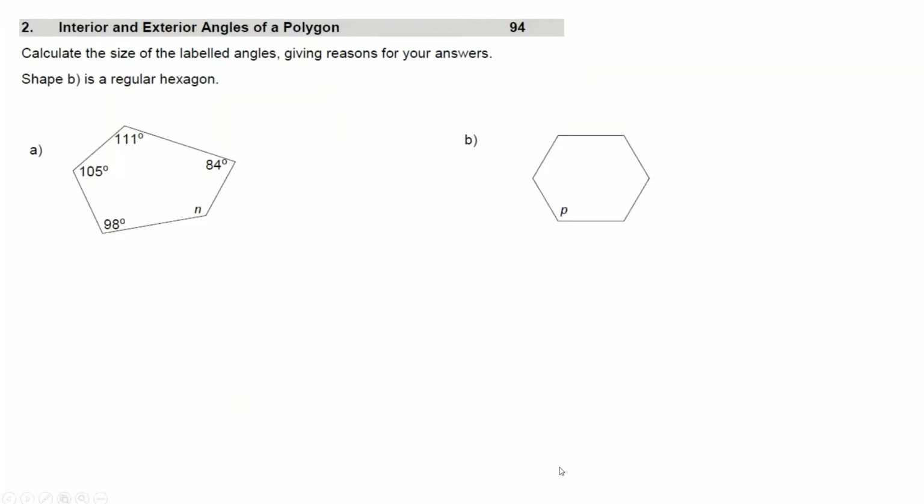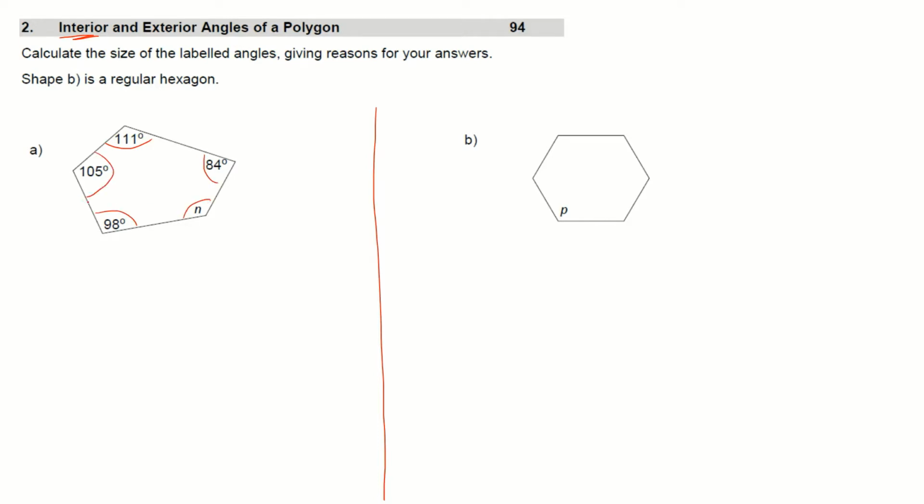So question 2, interior and exterior angles of polygons. Again, pause the video and have a go. All right, then come back when you're ready. So work out the size of the labeled angles, give reasons for your answers. Right, well, remember the key thing here: interior angles in polygons are the angles inside the shape. So these are my interior angles here.